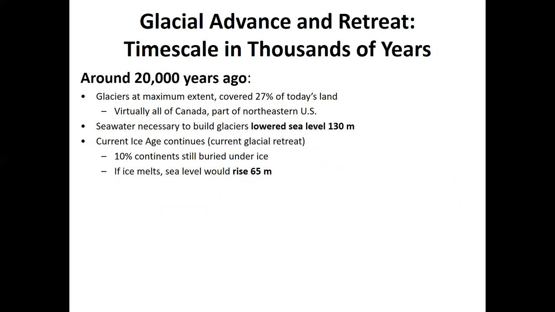So about 20,000 years ago, glaciers were at a maximum extent, and they covered 27% of today's land. This is the last major ice age. Virtually all of Canada and parts of the northeastern U.S. were covered by glaciers. And the seawater that was necessary to build those glaciers was no longer in the sea. It was locked as ice on these glaciers, and so sea levels were lower by 130 meters from today's level.